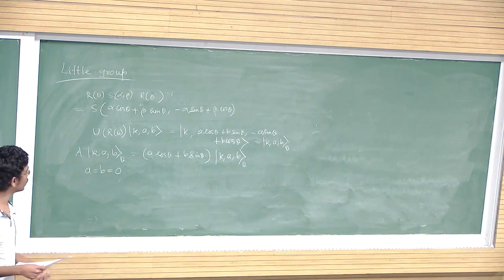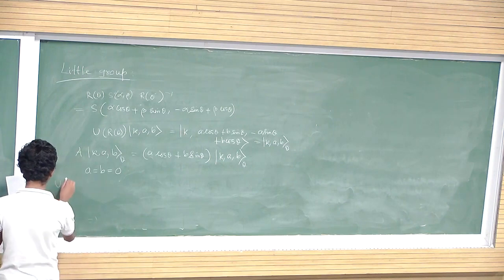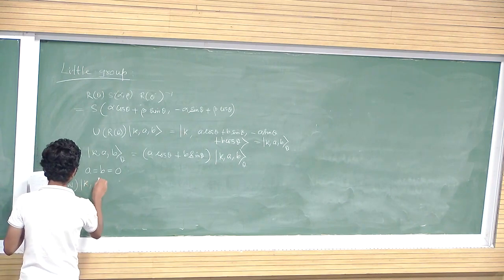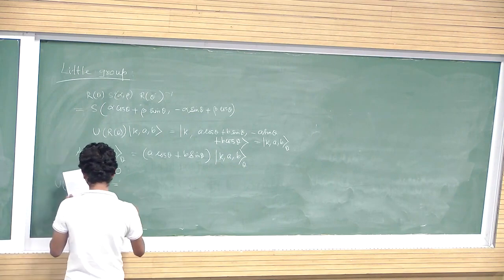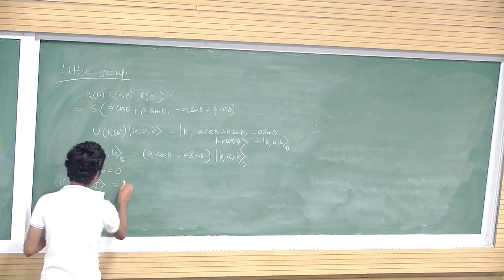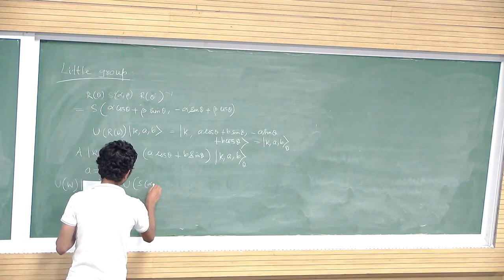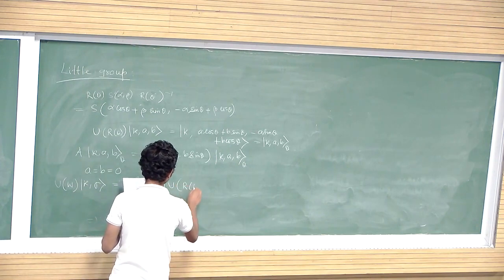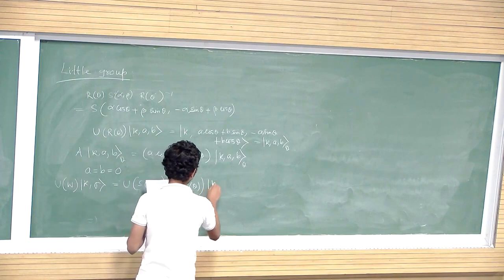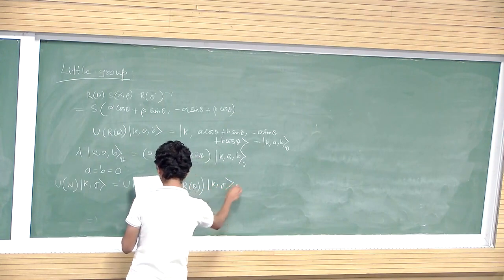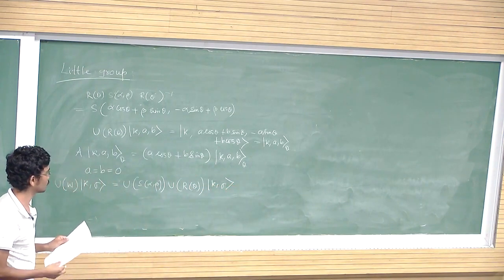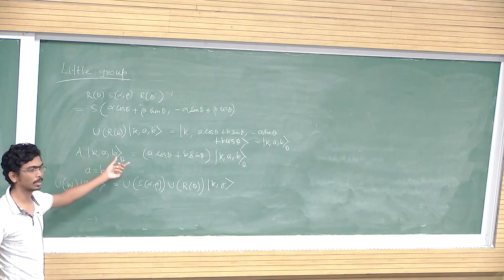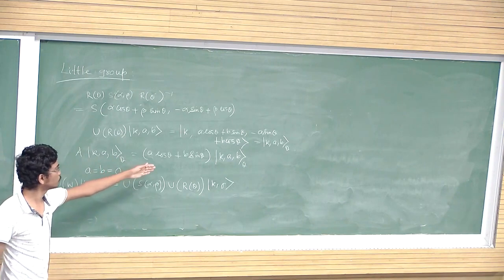So then we are left with only R of theta acting on k sigma. So U of W I can write as U of S alpha beta times U of R theta acting on it. That's why I am setting a equals b equals 0. Then the problem is solved, because this will be 0 simply.